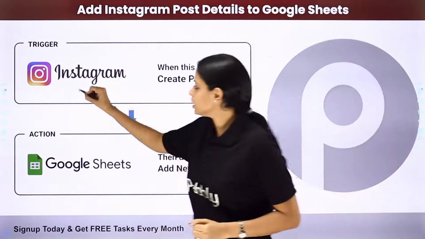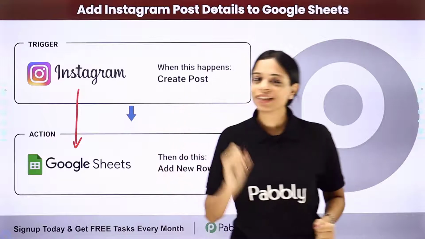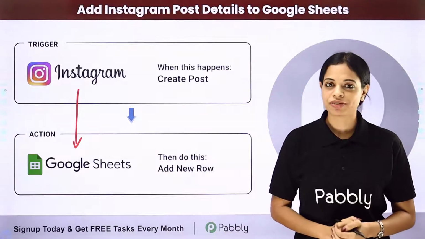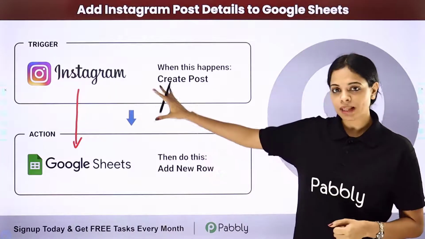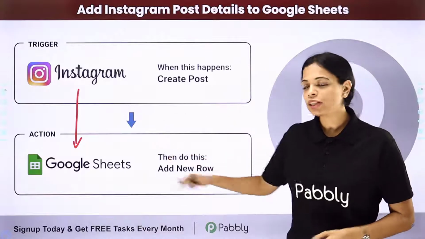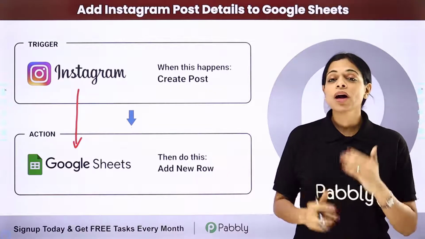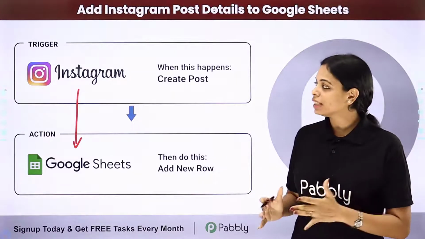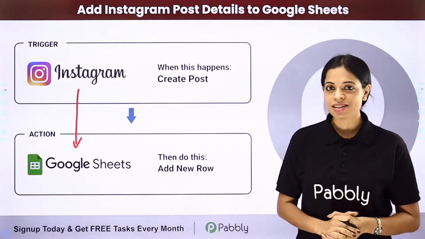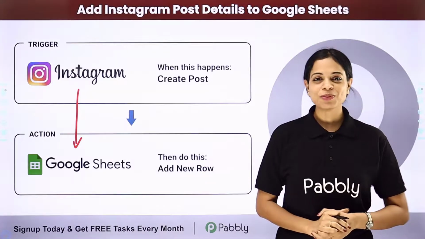To do so, you have to integrate the two applications, and the same thing can be done using Pabbly Connect software. Here your trigger application would be Instagram and your action application would be Google Sheets. Now, how can you do this yourself, integrate and automate this entire process? To understand that, let me take you to my screen.